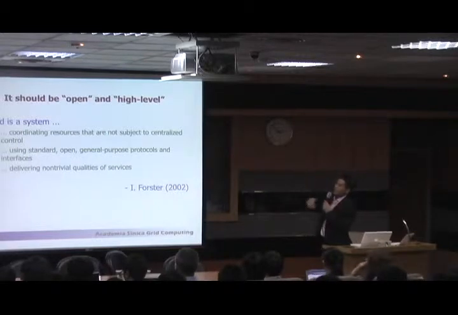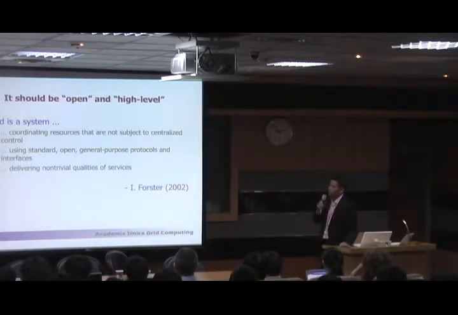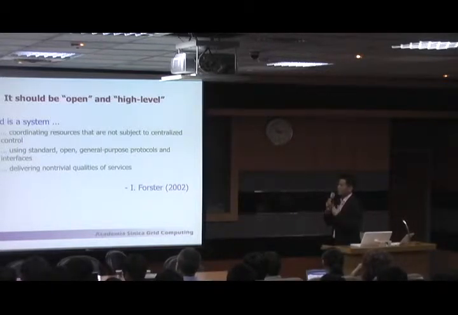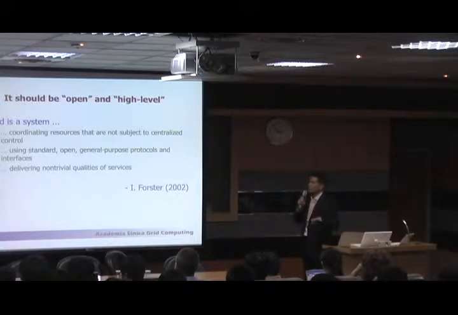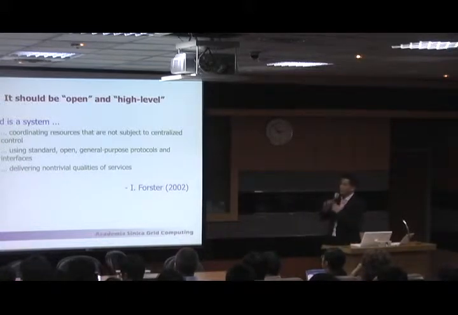So here is a definition of a grid system. It coordinates resources that are not subject to central control. So it's distributed and controlled by different rules, different policies, and different administrators or owners. To connect all these things together, you need open and general-purpose protocols to interface all these heterogeneous computing resources. And as I said before, it should provide non-trivial quality of service.